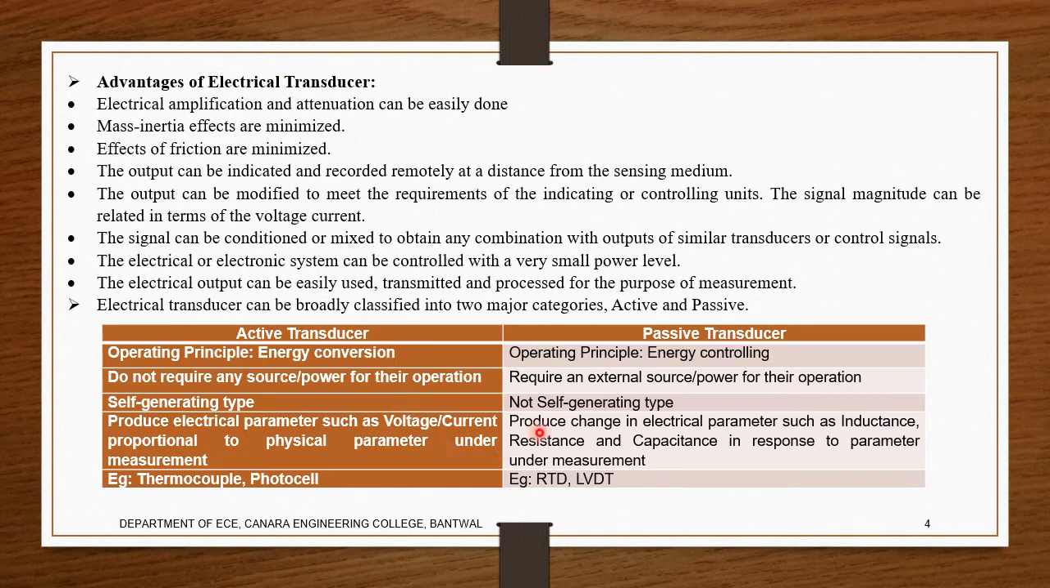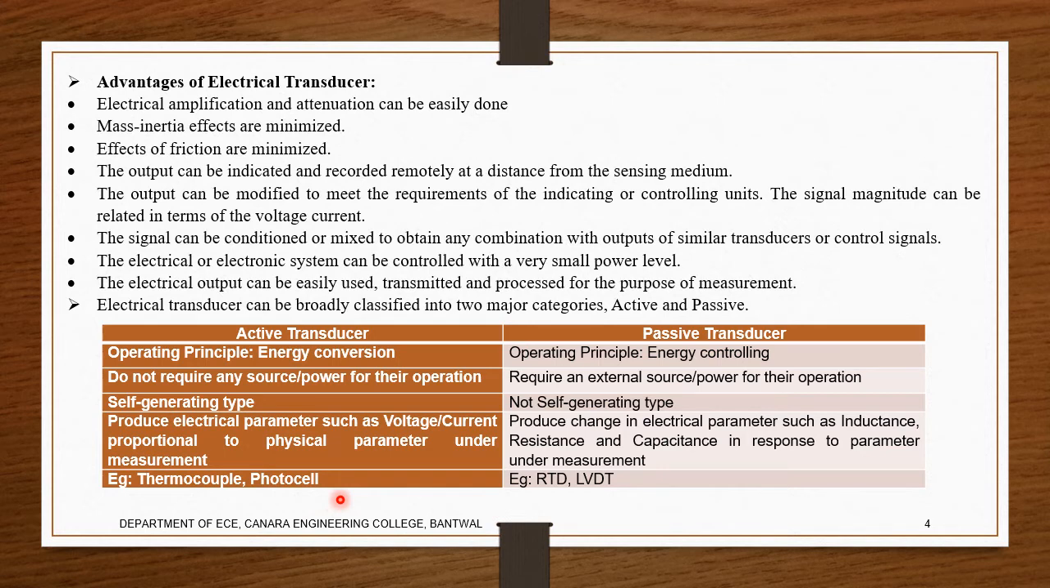Here, passive transducers produce a change in parameters such as inductance, resistance, and capacitance in response to the parameter under measurement. So here we are seeing the characteristic of whatever extra parameter is present in that system. These are the passive ones. Here we don't see the input; we just see the category of parameters that react. Examples are the thermocouple and photocells.